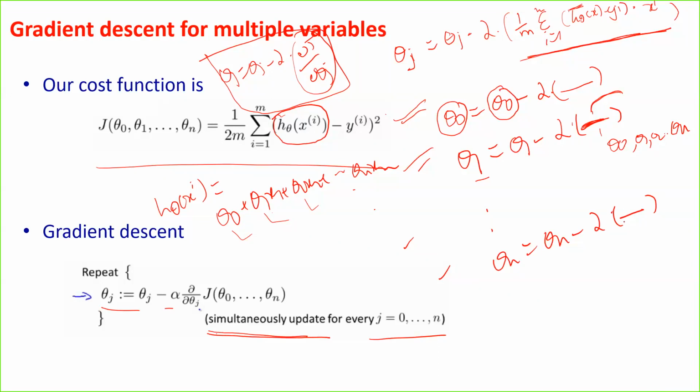Similarly, when you are updating theta n, you have to consider all the other theta naught, theta 1, and so on, theta n minus 1 from the previous iteration, not the updated ones. That's what we mean by simultaneously update for every j equivalent to 0 to n. Because you're computing the gradient with respect to the previous iteration theta values. All right, so is that point clear? Simultaneously update for every j equivalent to 0 to n?